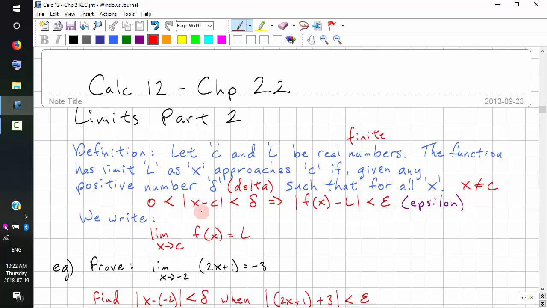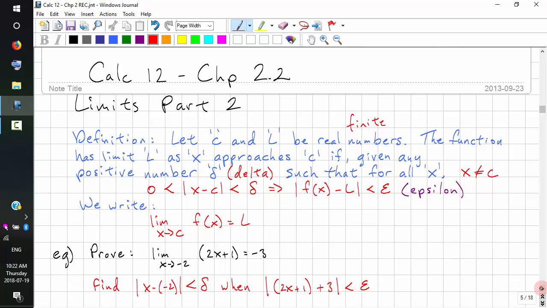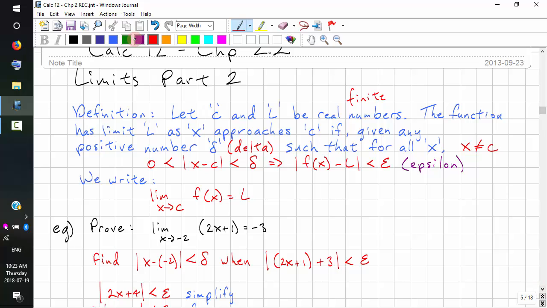Okay, so if we have the absolute value of x minus C between 0 and delta, then we have the absolute value of f of x minus L less than epsilon. Then we can write the limit as x approaches C of f of x equals L. Okay, so when we use this, we need to substitute.